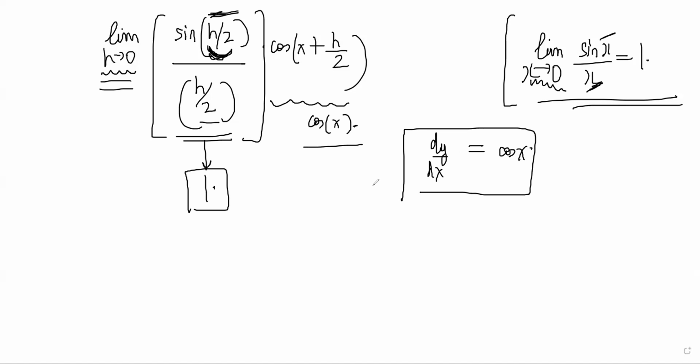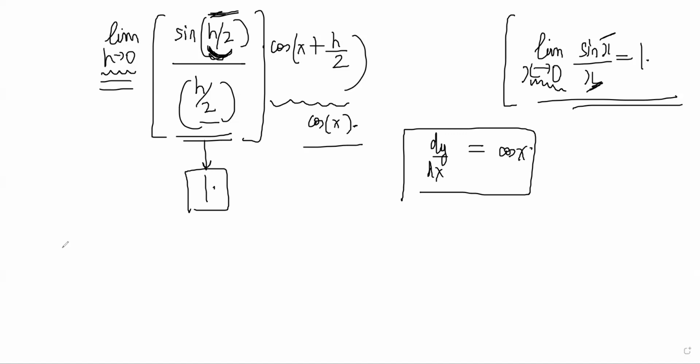Yes, sir. We are following the definition of the derivative. The derivative definition means the rate of change of the function at a certain point, and what we are doing here is limit h tends to 0, and what is the rate of change of the function with respect to x, right? Yes, sir.